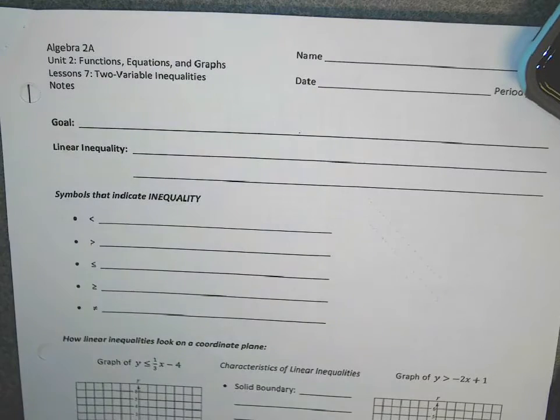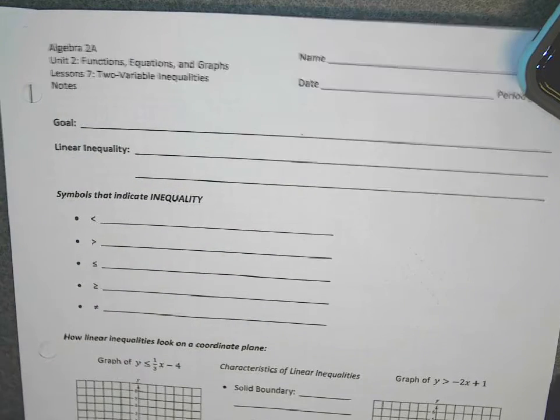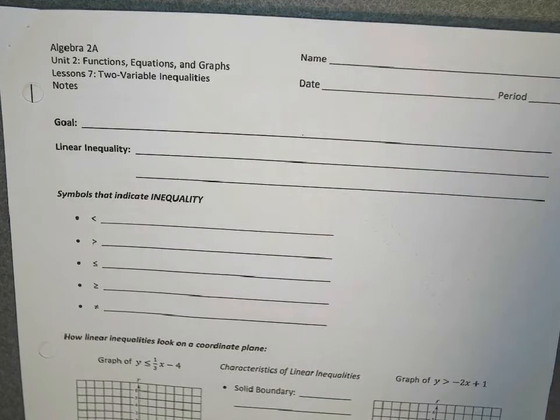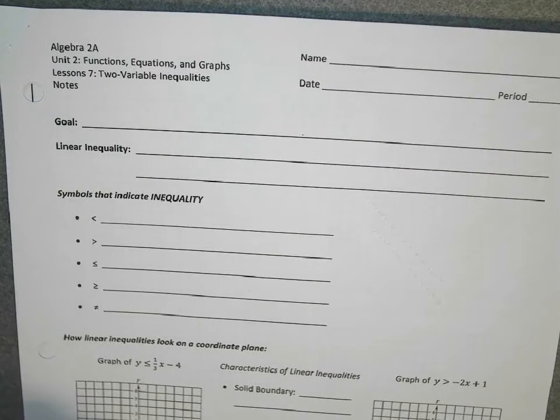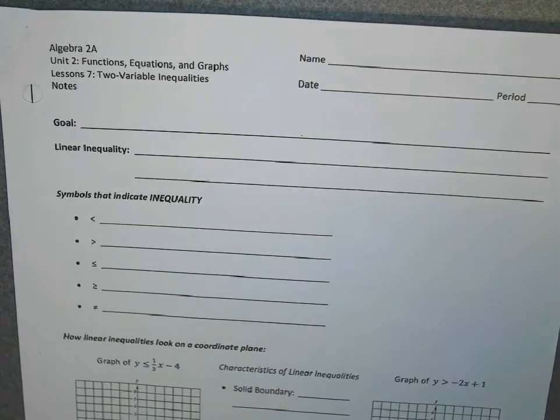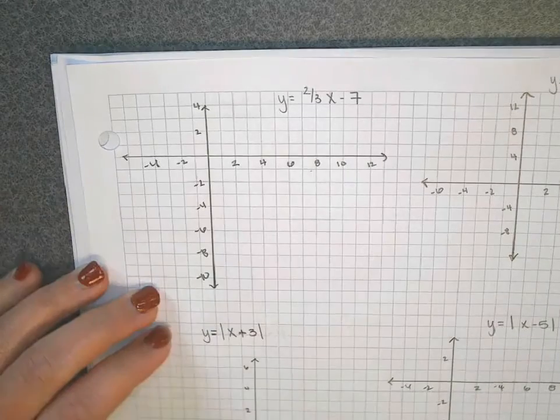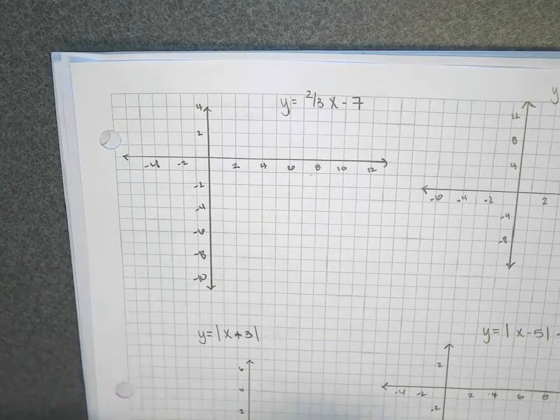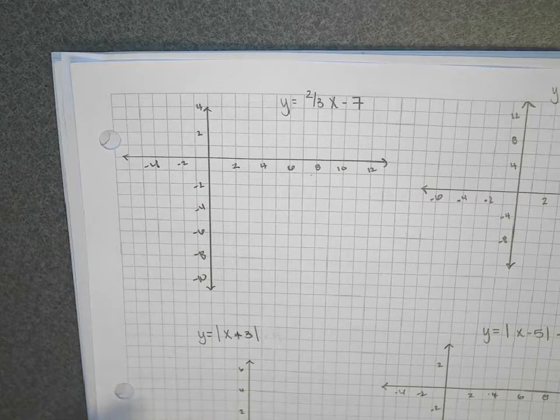2.7 notes are two variable inequalities. It's very important that when we are doing our inequalities that we are comfortable with actually graphing equations first. So we're going to start with a little bit of a review with just graphing equations. So we're going to start on just practicing graphing linear equations and absolute value.